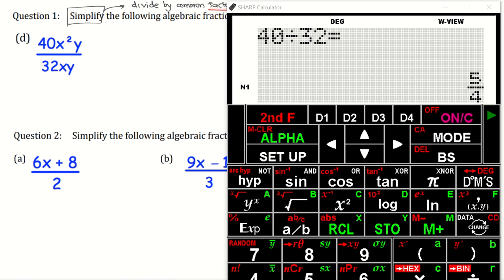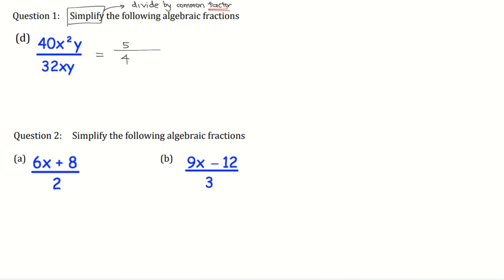So let's use our calculator to give us the answer. 40 divided by 32 equals 5 over 4. So we shall write 5 over 4 first and leave some blanks at the back. Another way to see without the calculator is to look at 40 and 32. What are the common factors we can divide it by? Both can be divided by 8. 40 divided by 8 equals 5. 32 divided by 8 equals 4. Hence, I will still get 5 over 4.